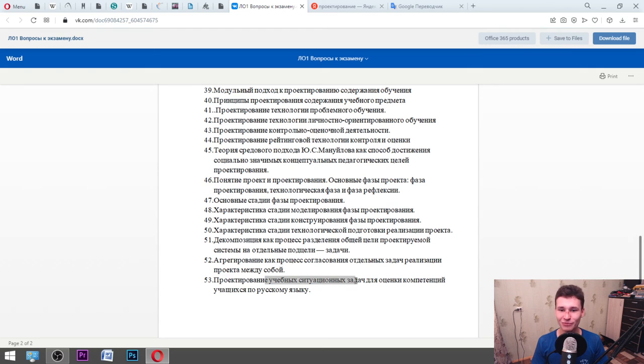And last, project creating of studying situational tasks for making an assessment of competences of studying people on the Russian language. Let's read it in Russian. Проектирование учебных ситуационных задач. Project creating of the specific study tasks, to make an assessment of competences of people who learn Russian language. What does it mean? It means we can create the specific project for different situations during our studying.